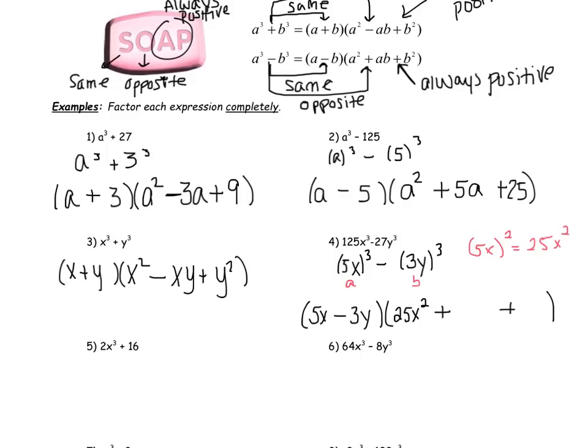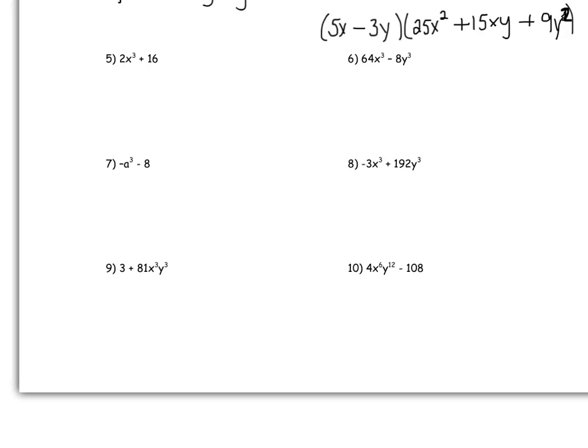And then the middle term will be a times b, so ab. So this times this will be 15xy. And then the last term will be b squared. So b squared is 3y, and 3y squared would be 9y squared. Just like we squared 5x. That's a 2.